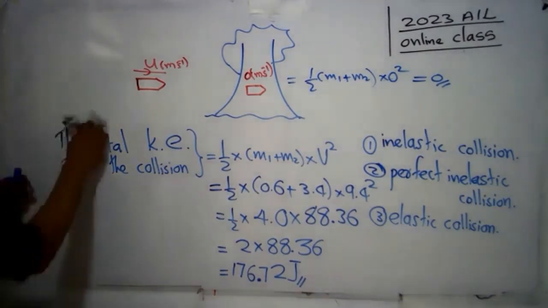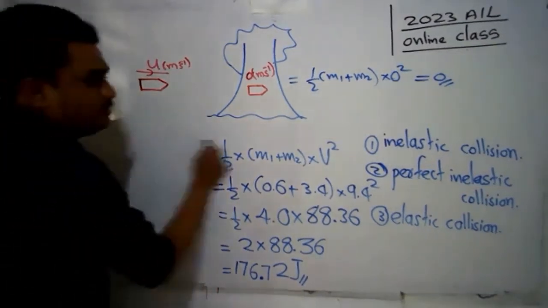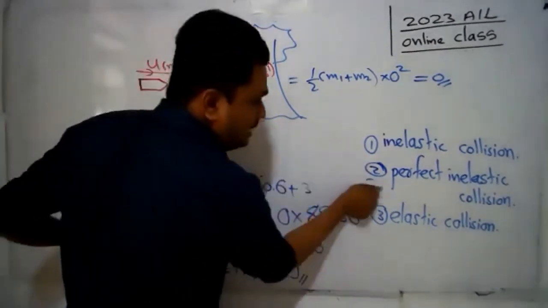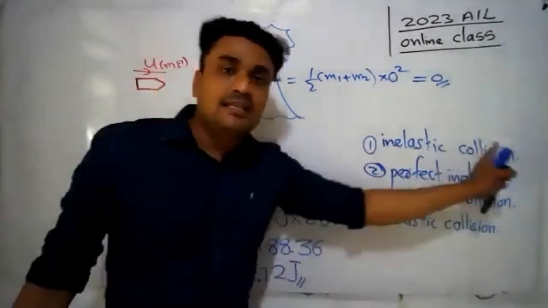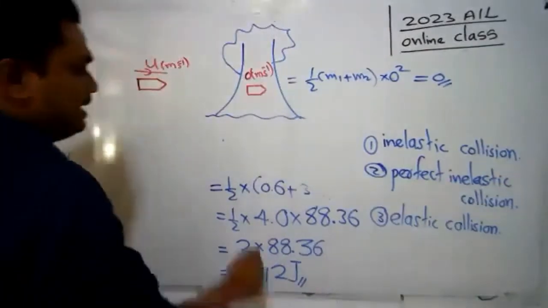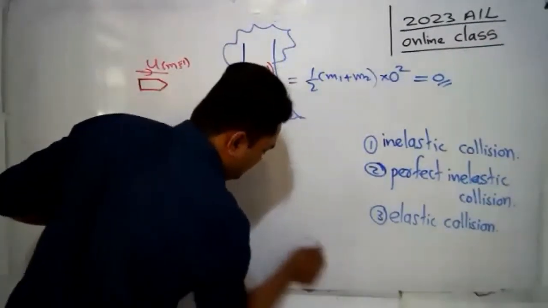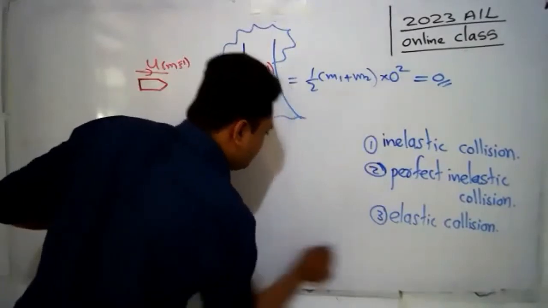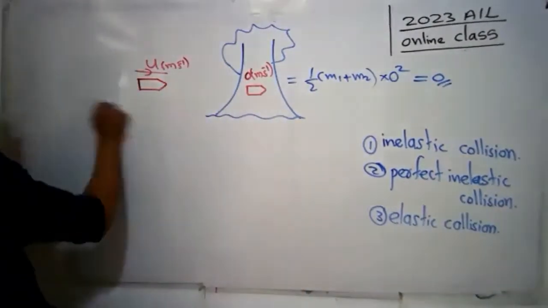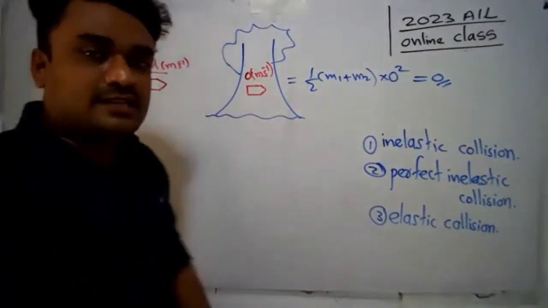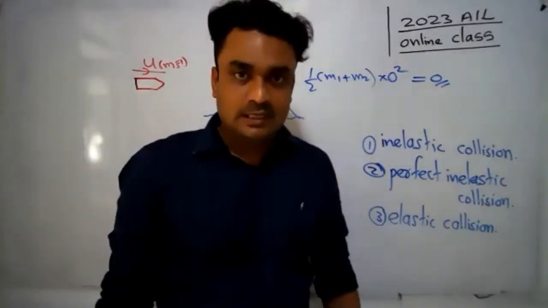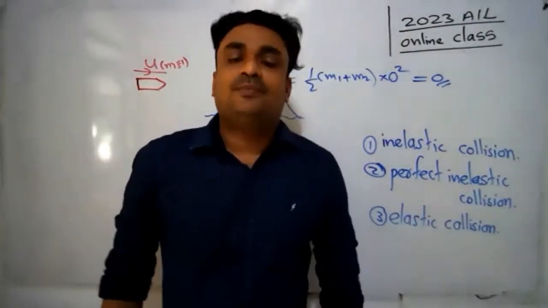Right, then please write your first subheading. It's better to put number 1 and write the first subheading: Inelastic collisions. Under that, write the description.